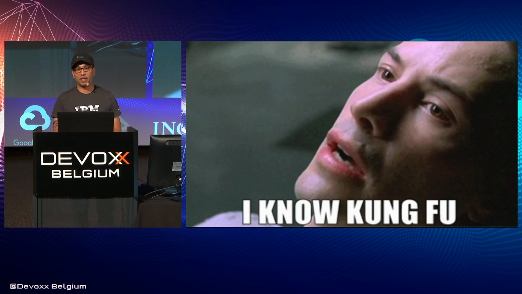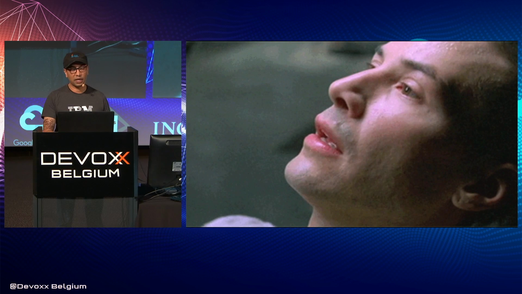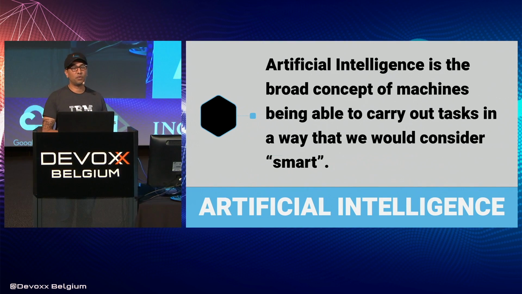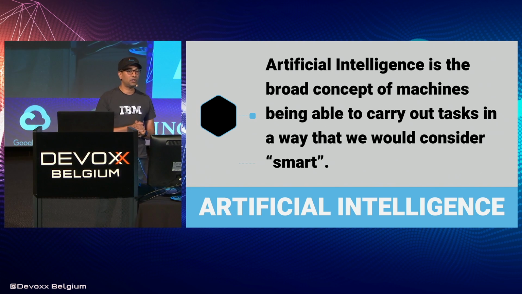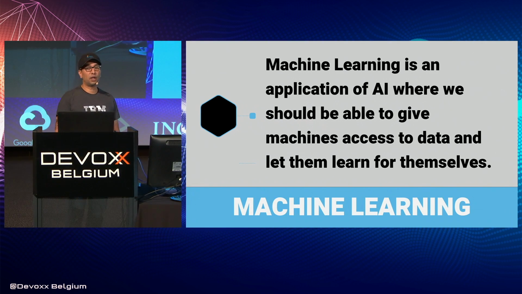Unfortunately, it's not like I know Kung Fu from Matrix, where you just plug in and you do some courses and you learn machine learning. It's actually quite an extensive field, and there's a lot to learn, especially around the math and algorithms. But broadly speaking, artificial intelligence is the broad concept of machines being able to carry out tasks in a way that we would consider smart. So this is not as much algorithmic, but more about mimicking the animal or the human brain in terms of building applications which can learn and adapt without developer intervention.